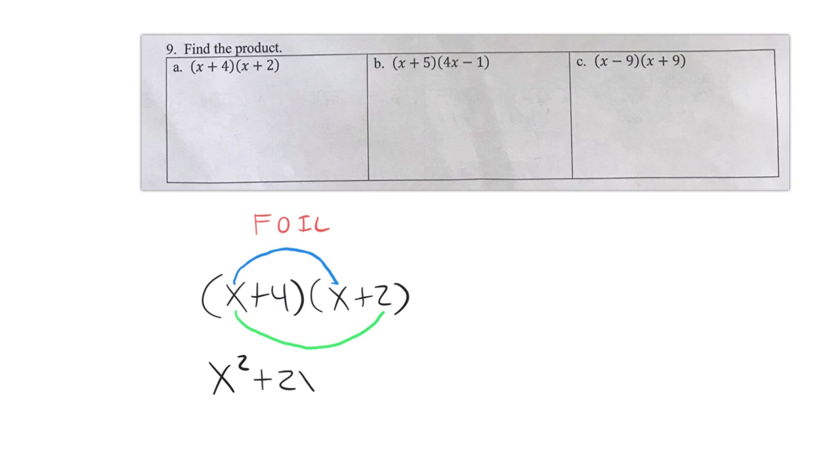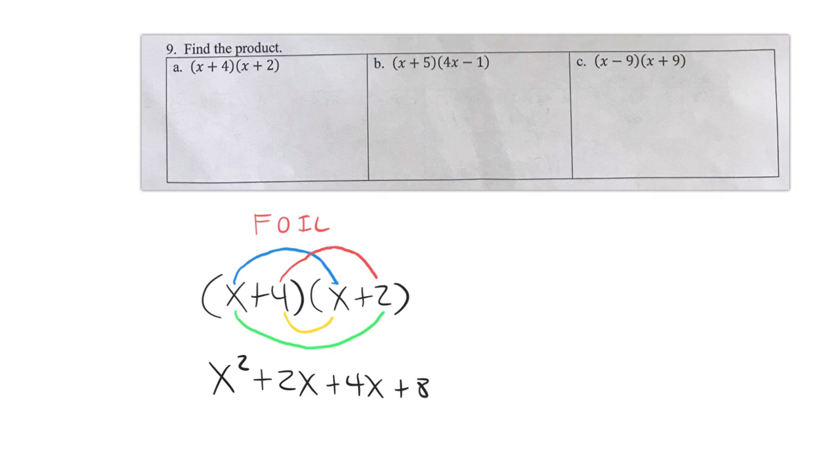So that's plus 2x. The I stands for inside, which means we're going to be multiplying the 2 inside terms right here. So that's going to be a positive 4x, so that's plus 4x. And the L stands for last, which means we're going to multiply the 2 things that are at the end. So we have the last term in the first parentheses times the last term in the second parentheses. So we have 4 times 2. That's going to be a positive 8.